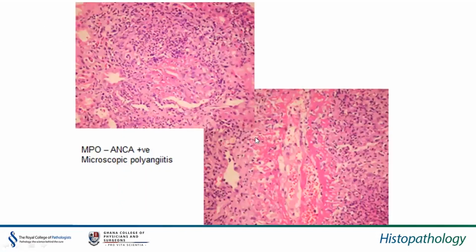Then we have here, you almost think this is interstitial inflammation. There's some fibrin. Could this be a granuloma? But you cut deeper and you find that this is actually a vessel with severe fibrinoid necrosis in its wall. And this was a case of ANCA positive microscopic polyangiitis.